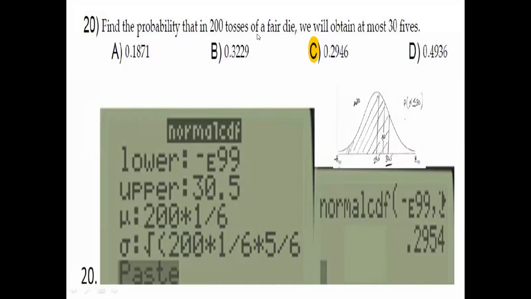Find a probability that in 200 tosses of a fair die, we will obtain at most 30. At most 30 includes 30. It doesn't include 31 or 32, but it includes 30, 29, 28. We're getting lower. We're going to the left.